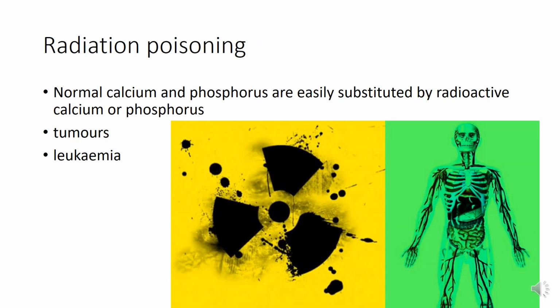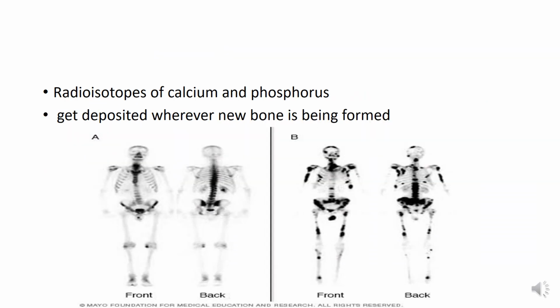In radiation poisoning, the normal calcium and phosphorus can get replaced by radioactive calcium or phosphorus, leading to tumors and leukemia. We have utilized this for medical purposes. We utilize radioisotopes of calcium and phosphorus to do bone scanning, because they will get deposited wherever new bone is being formed. So it can be utilized for bone scanning.